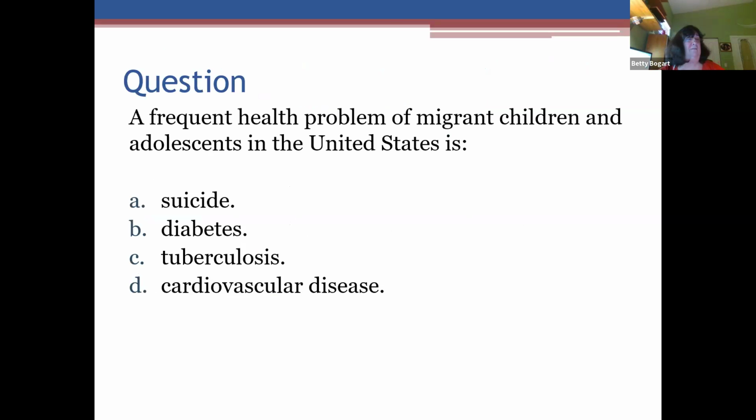What do you think? Migrant children. Tuberculosis. Yeah, and I've seen it a lot here working in South Florida. There are a lot of farms, and a lot of migrant workers come in, and I have seen tuberculosis down here.